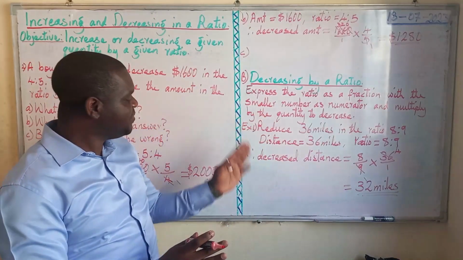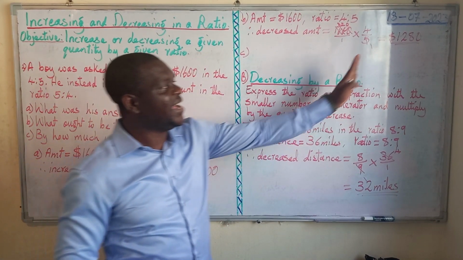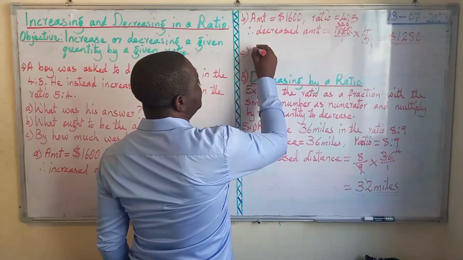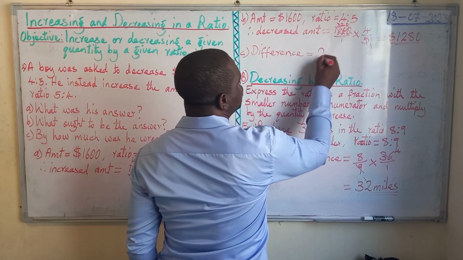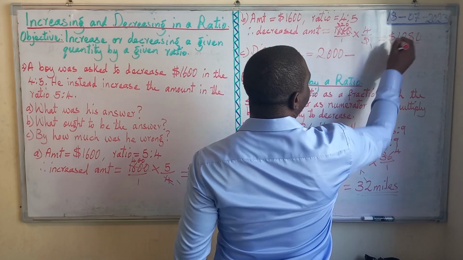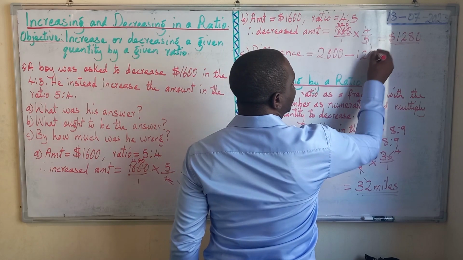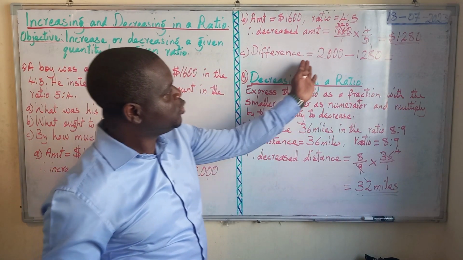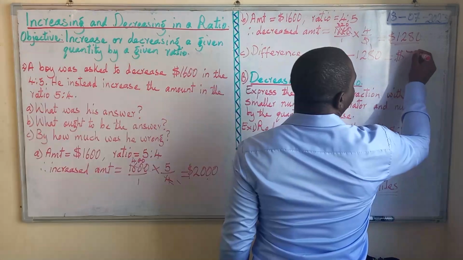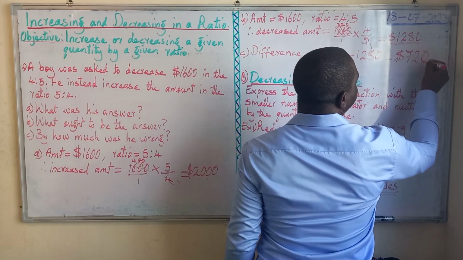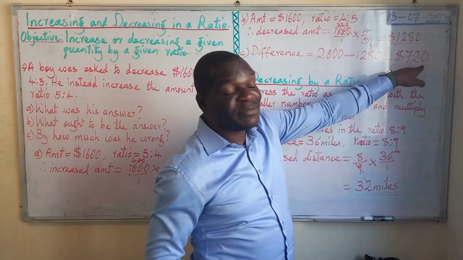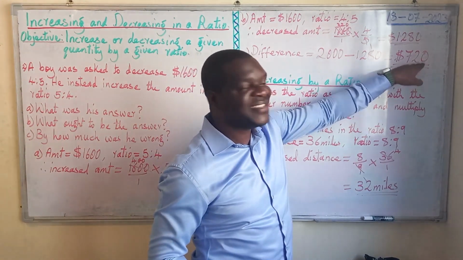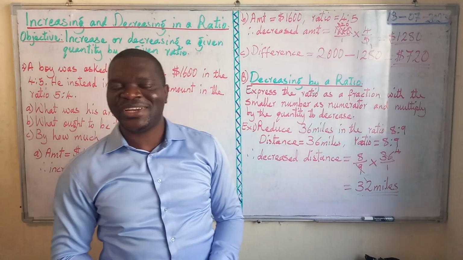Now let's look at C, which is asking us by how much was he wrong. Here we find the difference between the increased amount and the decreased amount. Difference will be equal to $2,000 minus $1,280. This is going to give us a total or the difference of $720. This is by how much he went wrong.